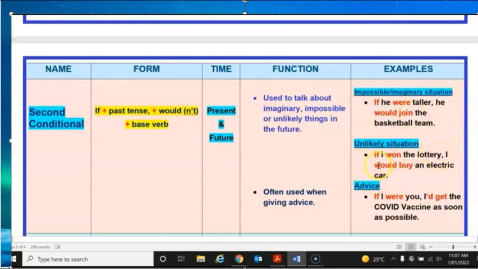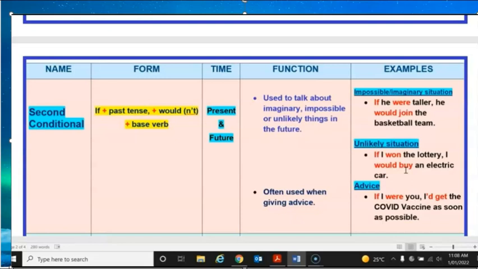Here's another example. If I won the lottery, I would buy an electric car. Now this example is one that is unlikely. I mean, it is possible to win the lottery, but it is very unlikely. So we use a second conditional here. And again, we've got if plus past tense, won the lottery, comma, would plus base verb, would buy an electric car.